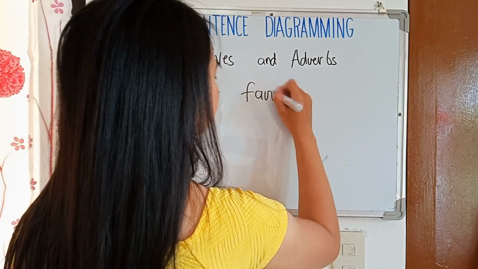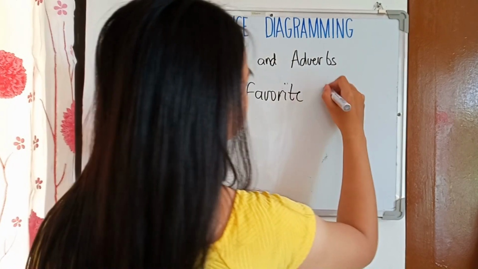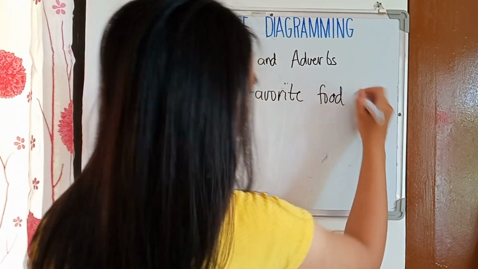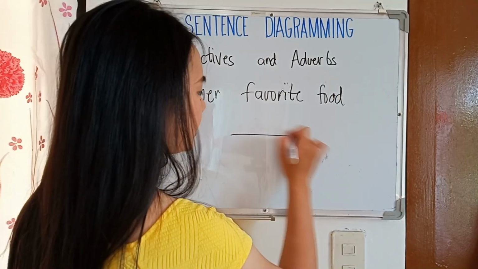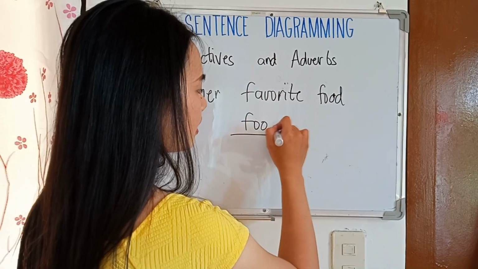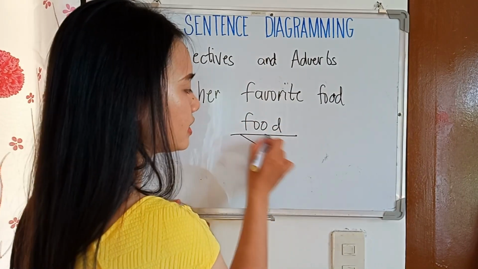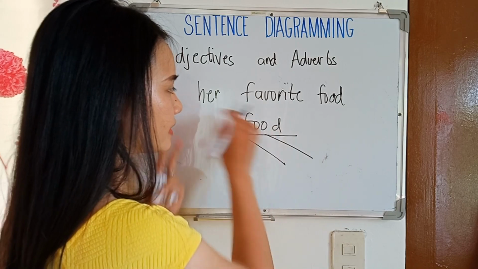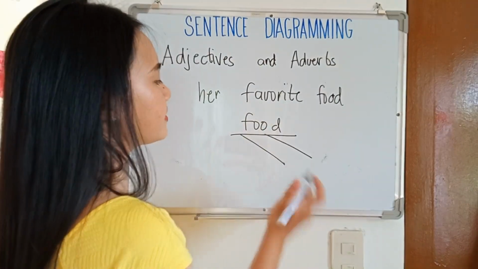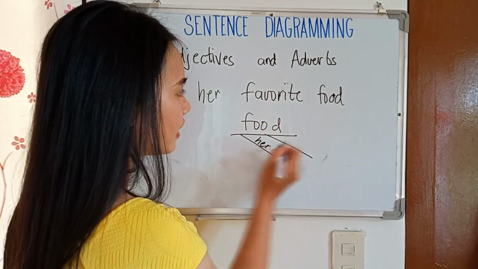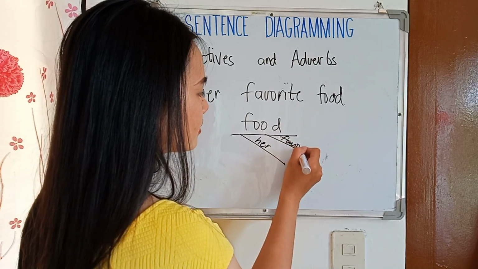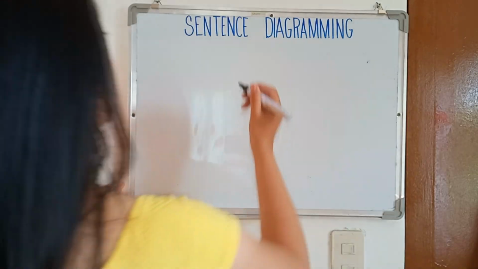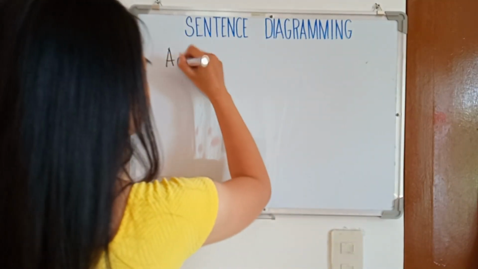Her favorite food. So we're gonna write food here. Okay, and then two lines, slanting lines, because there are two adjectives. First is her and favorite. So it needs to be written this way. Now this is for the adverb.